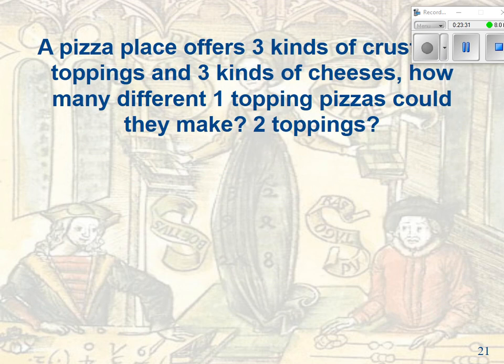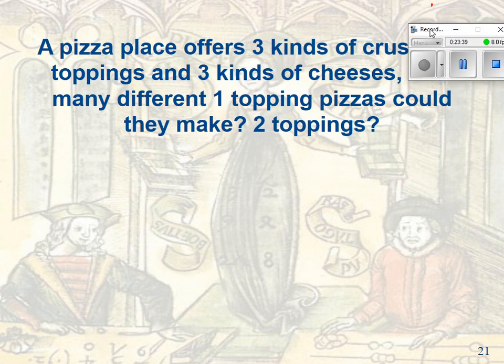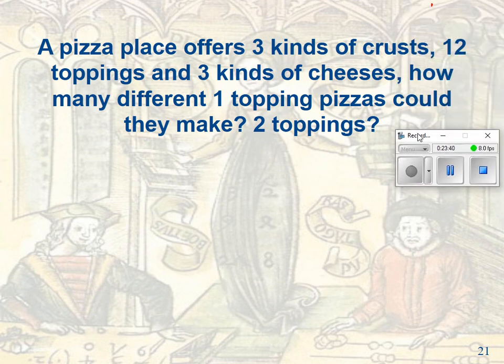A pizza place offers 3 kinds of crust, 12 toppings and 3 kinds of cheeses. How many different one-topping pizzas can they make? Do we really want to go through and list the 3 different kinds of crust to make a tree diagram off of that? That'd take forever. Just take 3 times 12 times 3.